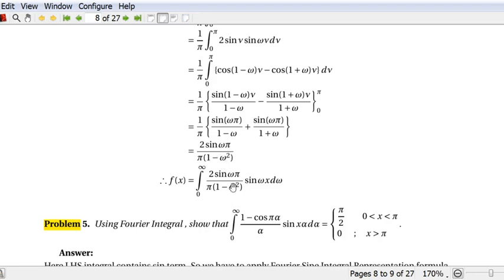Substituting this b of omega in the Fourier integral representation, I got f of x equal to integral 0 to infinity 2 sine pi omega by pi into 1 minus omega square into sine omega x d omega. This is the required Fourier sine integral representation.